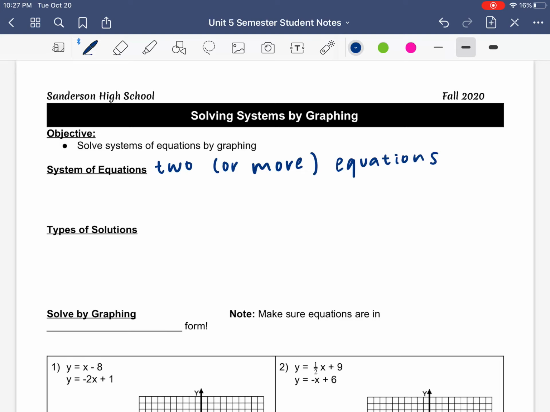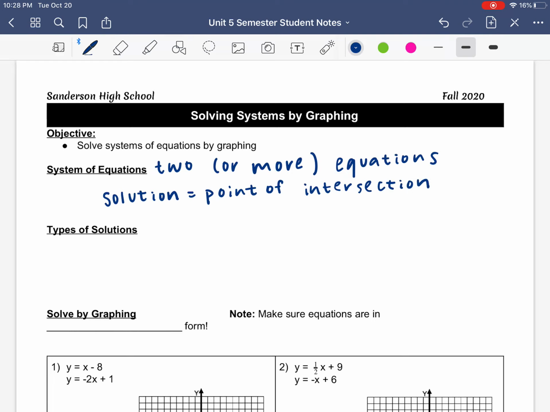But you could, and you will learn in future math classes, that you can work with more equations at a time. When we say solve or find the solution to a system, it is the point of intersection. So where the two lines run into each other is your solution. That would be the point or the values that make both equations true.